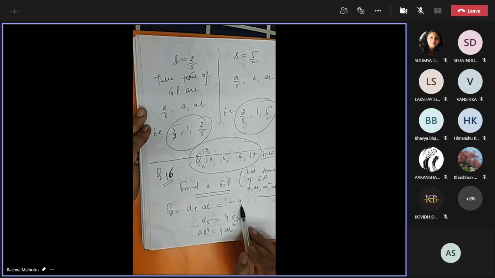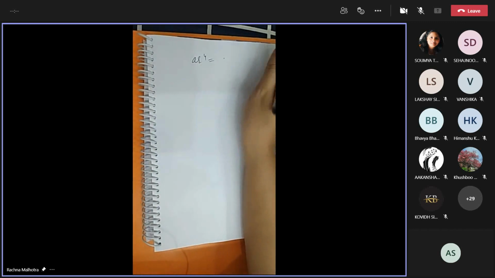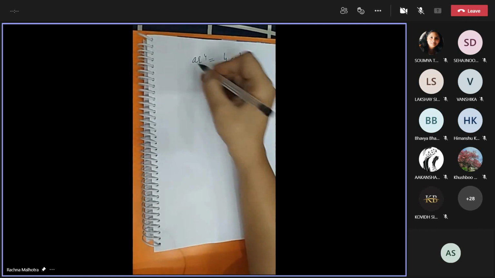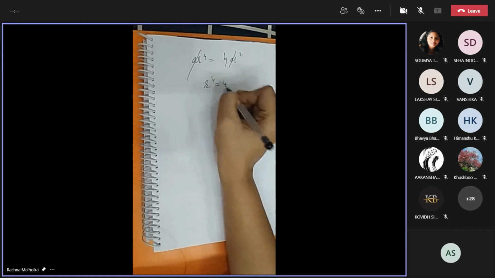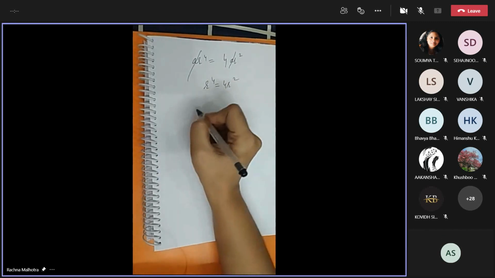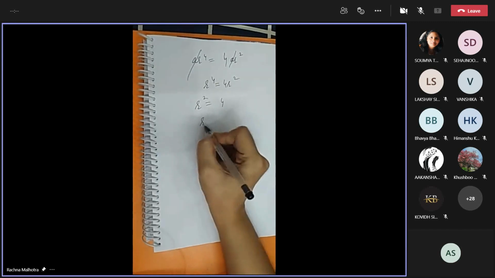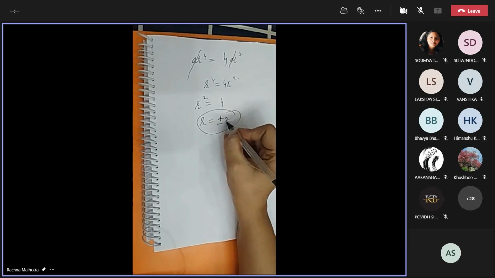So sum of first two terms is minus 4. Fifth is 4 times the third. Okay, so I have written fifth term, 4 times the third term. So AR to the power 4 is the fifth term, and this is 4 times the third term. So you can cancel out this. R to the power 4 is 4R square, so you can write R square is 4. So what is R? Plus minus 2.